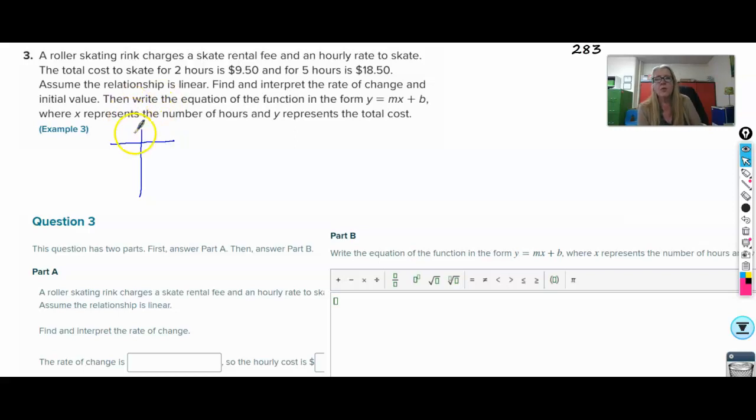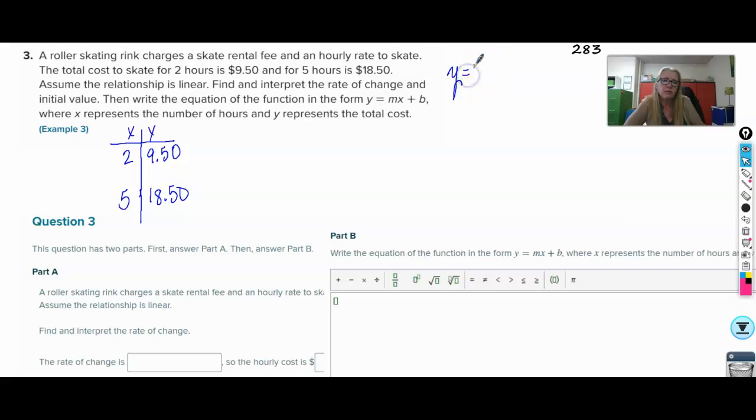All right. Well, they've made this hard on us. I like using the table, but here's the problem. We have 2 hours, $9.50, and we have 5 hours, $18.50. So it's going to be kind of hard to know how this is changing every one. That's not easy for us to do. So what we could do is use the slope formula for this one.